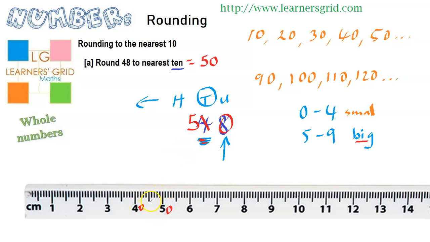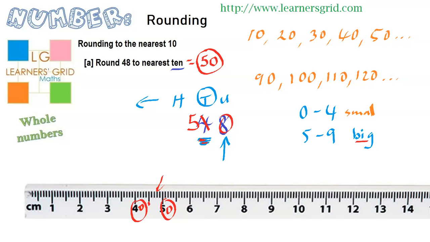You're looking for 48, so here's 45 for a start off. So 45, 46, 47, 48. So 48 goes about here. And as you can see, it's closer to 50 than it is to 40. So again, we've just confirmed that the correct answer really has to be 50.